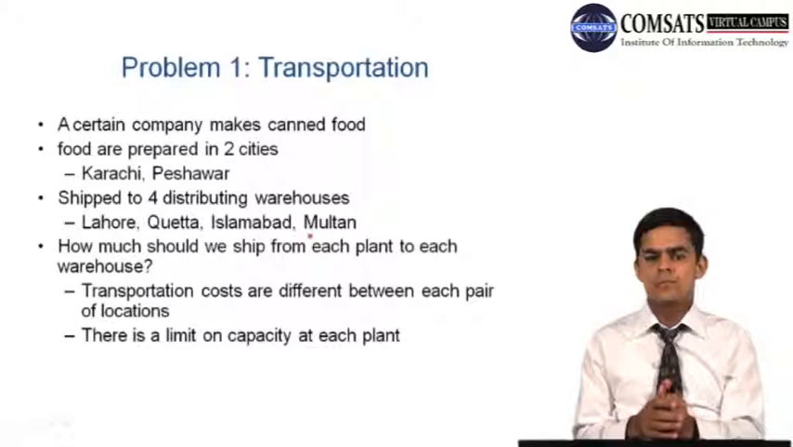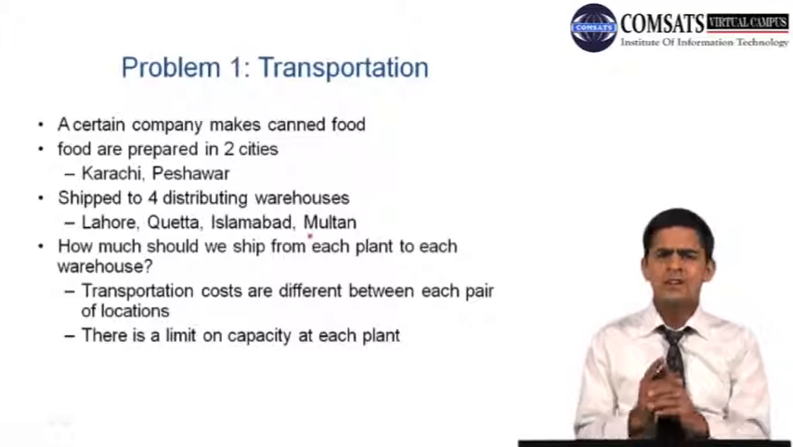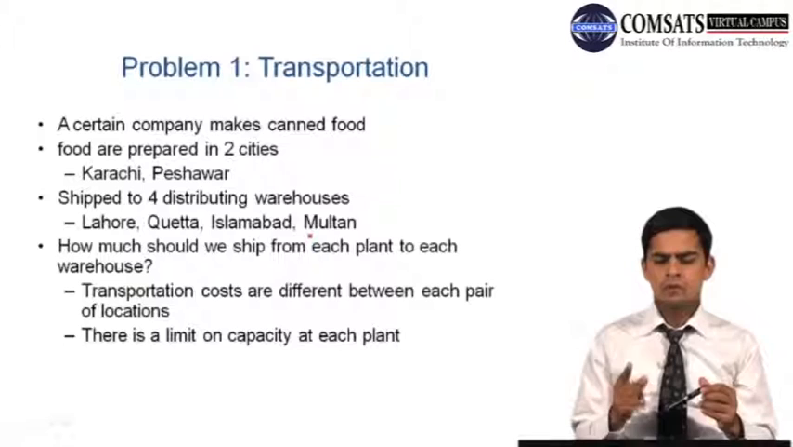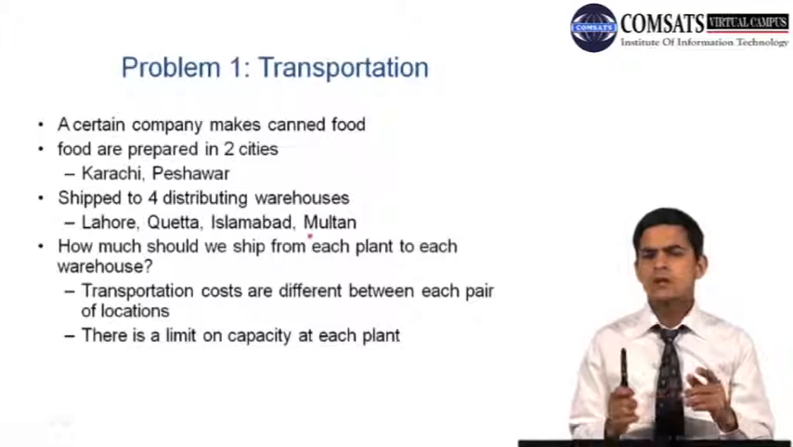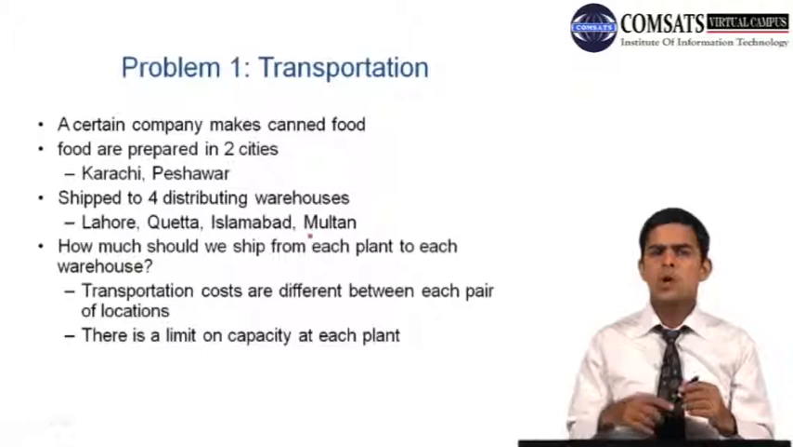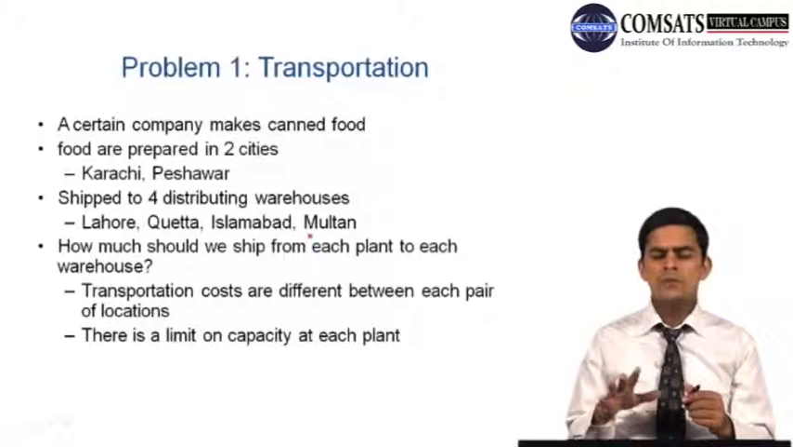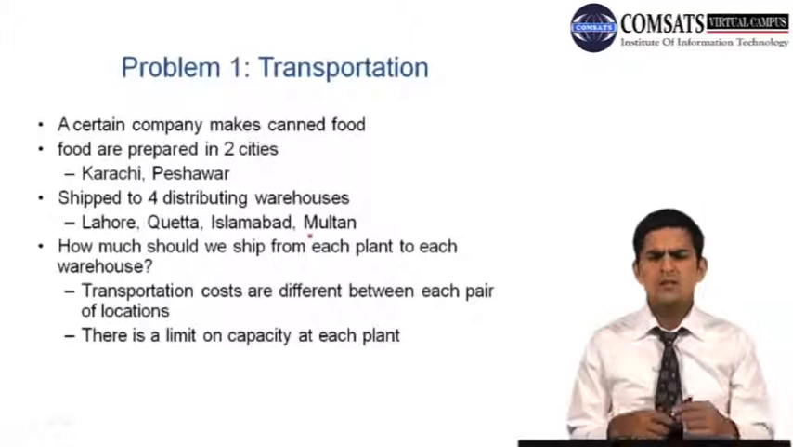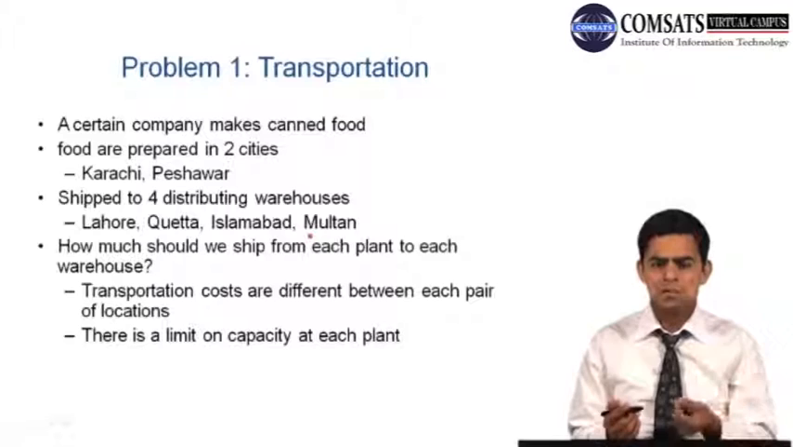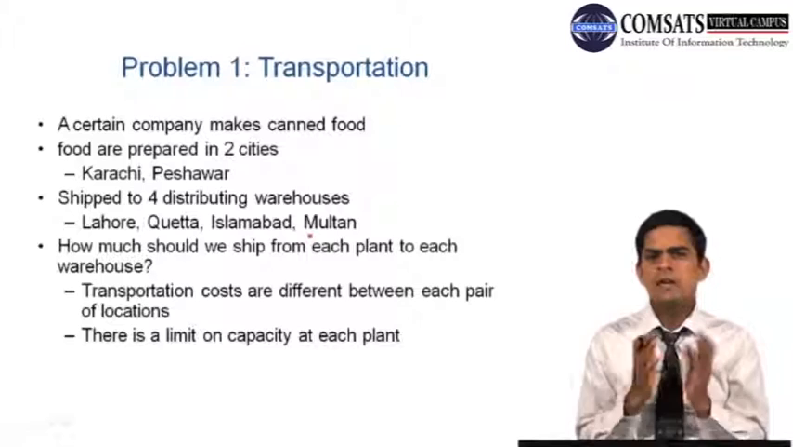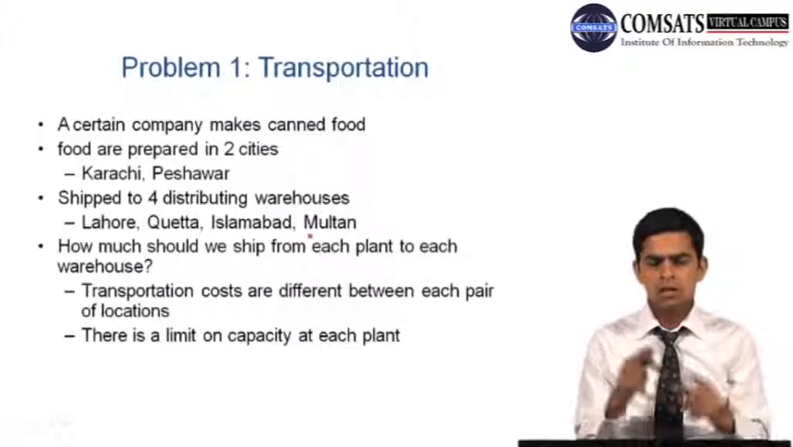Then there are also other factors you must consider. For example, if you want to send food from Karachi to, let's say, Islamabad, it will take a lot of time. It will also cost you more in transportation cost, right? But maybe if you want to send food from Karachi to Quetta, the distance is relatively small. It will probably cost you less in transportation cost. So you have to be careful how much you want to spend on transportation cost, right? So every destination in this list will have different transportation cost, okay?